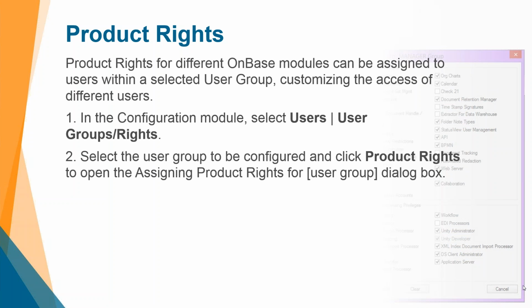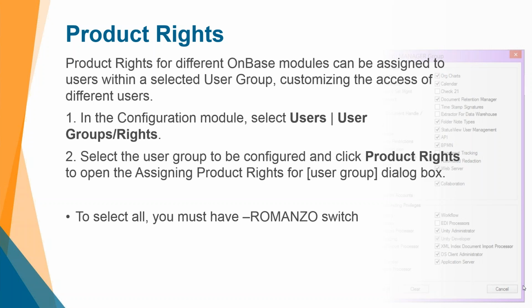So like we said, to get into these, product rights for different OnBase modules can be assigned to users within a selected user group, customizing the access of different users. To do this, you need to have access to configuration, and once in config, at the top you go to Users, User Groups, and Rights, select the user group to be configured, and click on Product Rights, which is one of the boxes on the right-hand side, to get that dialog box.